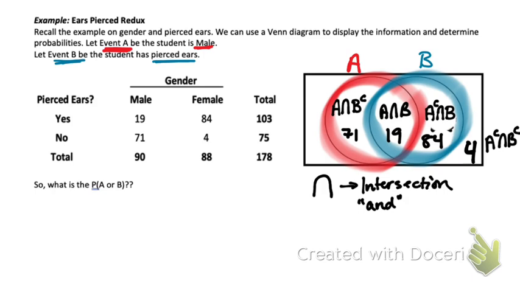Yes, because it is not in the A circle and it's not in the B circle. All right, so here it is. What is A or B from our A or B? Now, there are several ways you can do this, you guys. There are several ways that you can do this.